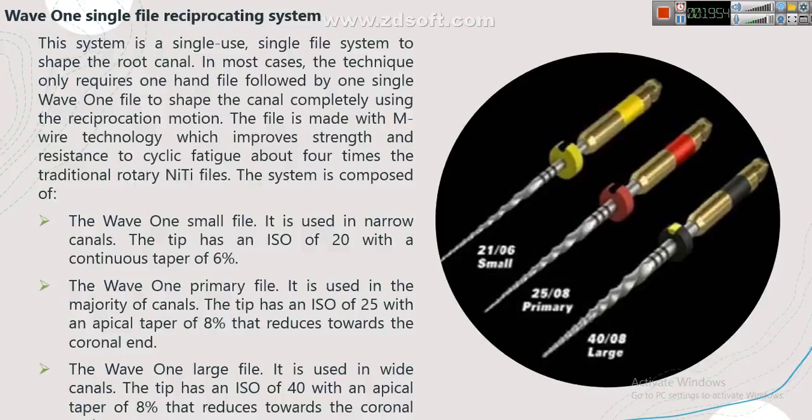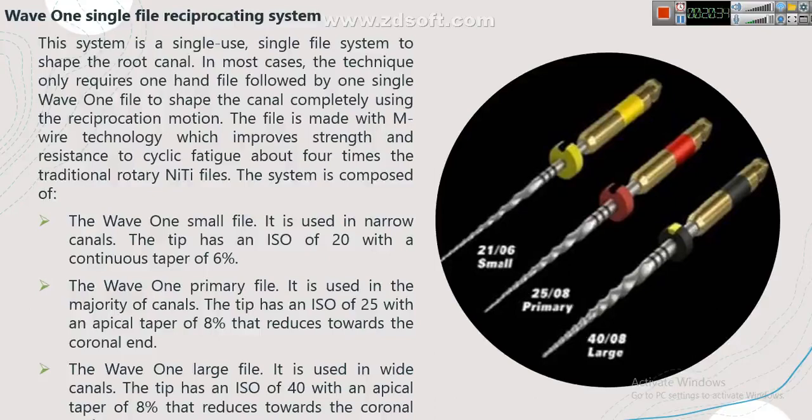The WaveOne primary file, with the color code red, is used in the majority of canals. It means the medium size of canal, because usually we have a medium size canal. It is not quite narrow and not quite wide. The tip has an ISO size of 25 with an apical taper of 8% that reduces towards the coronal end, towards the head of the file.